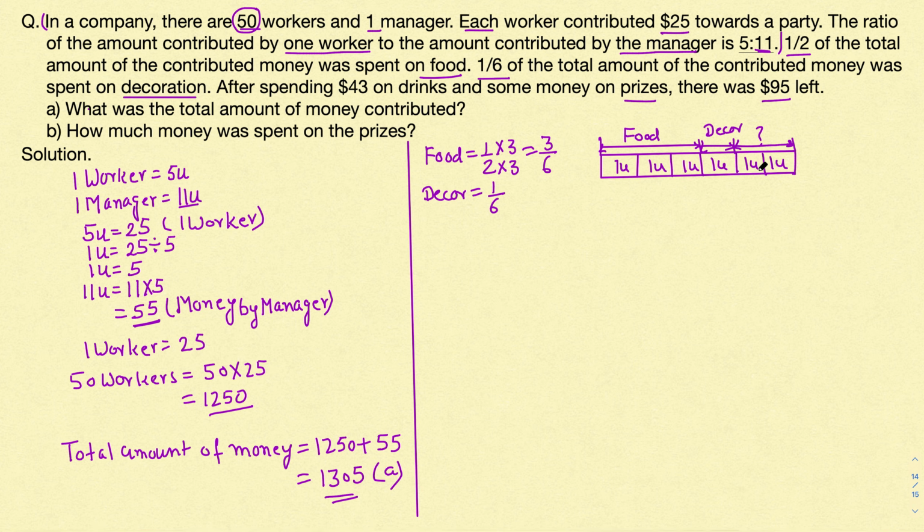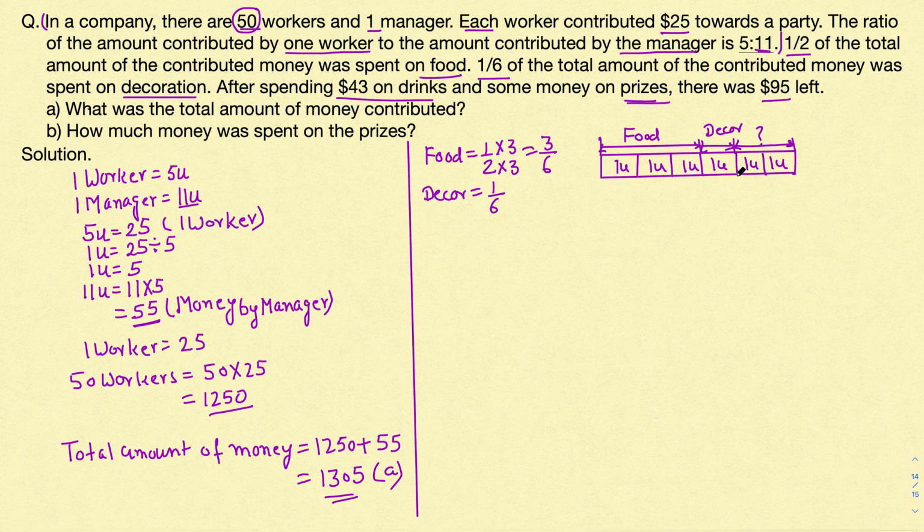These 2 units are spent on the drinks and on prizes, and still we are left with some amount of money, right? You can see here, after spending another $43 on drinks and some money on prizes, there was $95 left. So actually we don't know how much money is spent on the prizes, and that's the question. We have to find how much money was spent on the prizes.